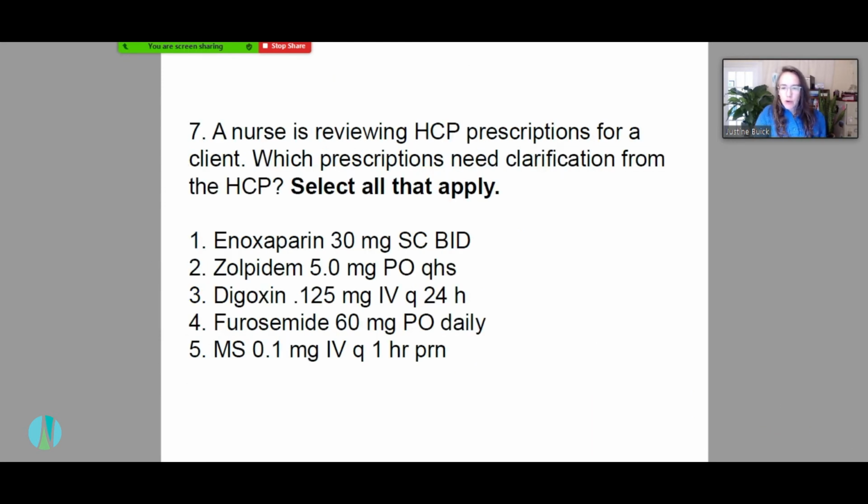This one is about medications. So a nurse is reviewing healthcare provider prescriptions for a client. Which prescriptions need clarification from the healthcare provider?